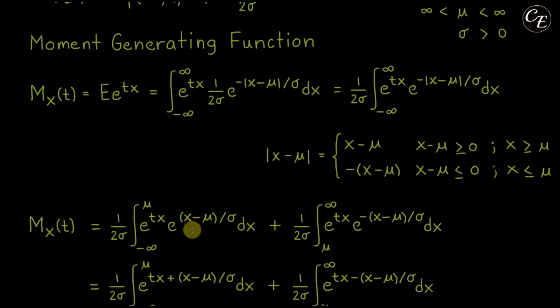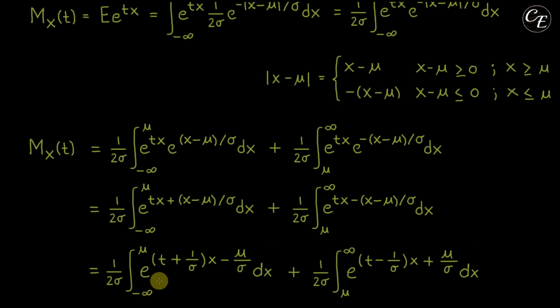Now let us combine the exponentials in here. We have e raised to tx plus x minus mu over sigma. In here, doing the same, we have e raised to tx minus x minus mu over sigma. Then let us collect terms with x. For this one, we have t plus 1 over sigma, x, then minus mu over sigma. And also in here, we have t minus 1 over sigma, then x, then minus and minus is plus mu over sigma. Then let us evaluate this integral expression first.